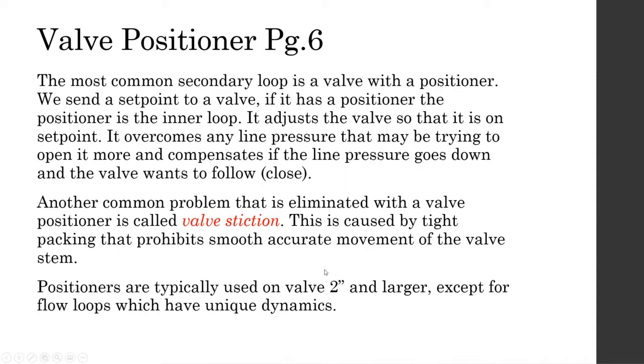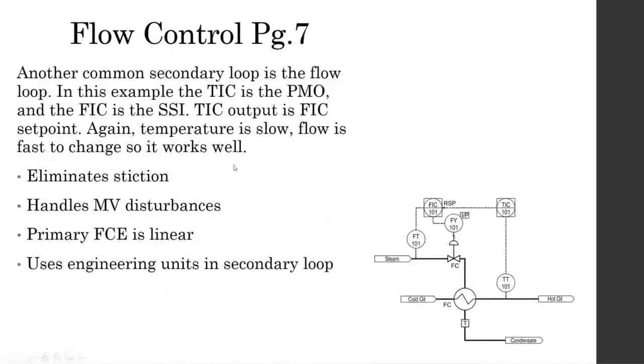Positioners are typically used on valves 2 inches and larger, except on flow loops, which usually have unique dynamics. So we're not too worried about that particular detail. Another common secondary loop is the flow loop. It's probably the most common secondary loop out there because it's probably the fastest reacting process out of all of them, whether it's gas pressure, liquid pressure, temperature, level, whatever it happens to be.